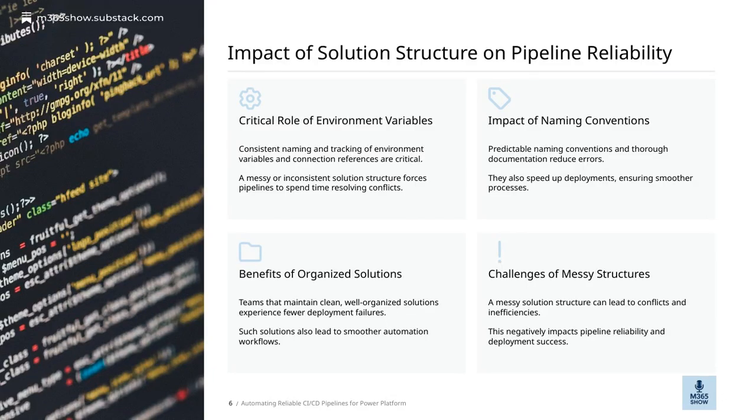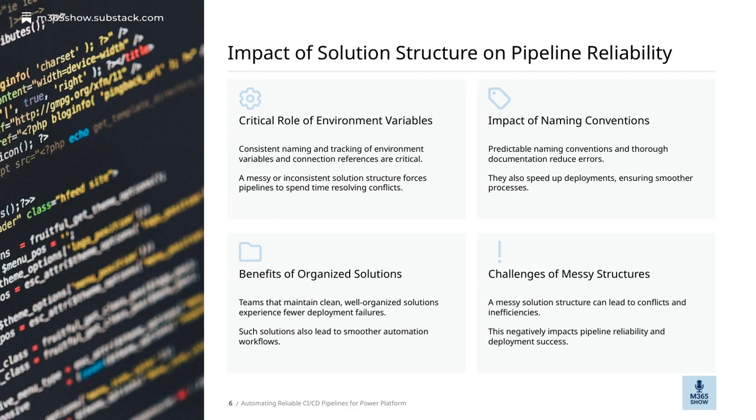One of the key benefits of organized solutions is the use of predictable naming conventions and thorough documentation. These practices help reduce errors and speed up the deployment process, ensuring everything flows more seamlessly. Now, let's focus on naming conventions. Consistent naming and proper tracking of environment variables and connection references are absolutely critical. When solutions are messy or inconsistent, pipelines have to spend extra time resolving conflicts instead of moving forward efficiently.